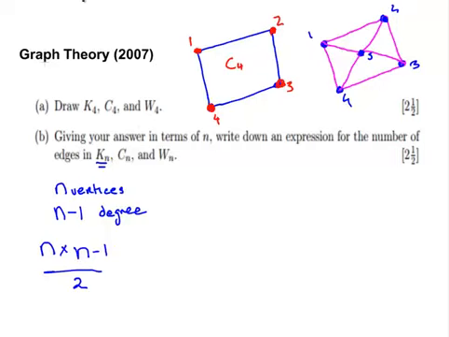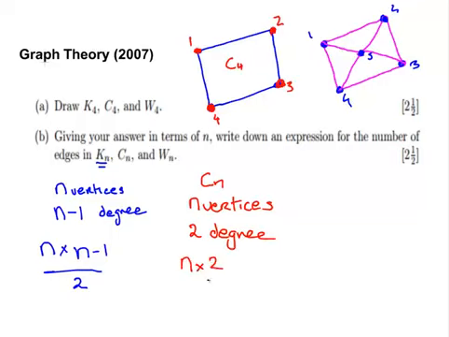Let's do it for Cn now. Let's do this one in red. There are n vertices again, and the degree of each is 2. So what we're dealing with is n times 2 divided by 2, and that's just equal to n. The degree of each vertex is 2, and each edge gets counted twice that way, so you have to divide by 2. So it just ends up as n.